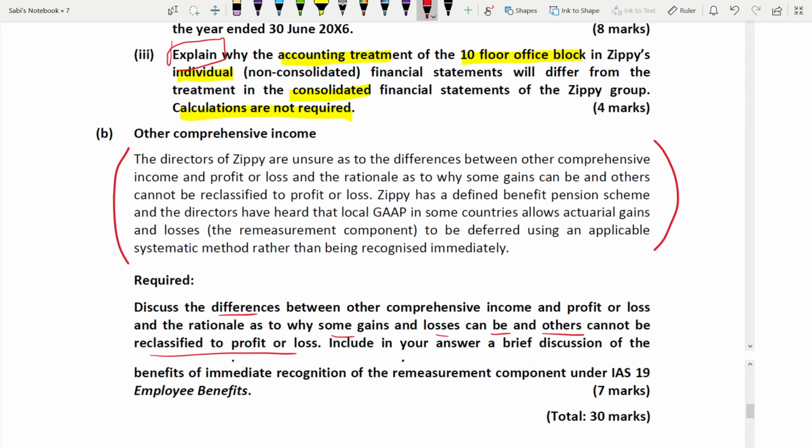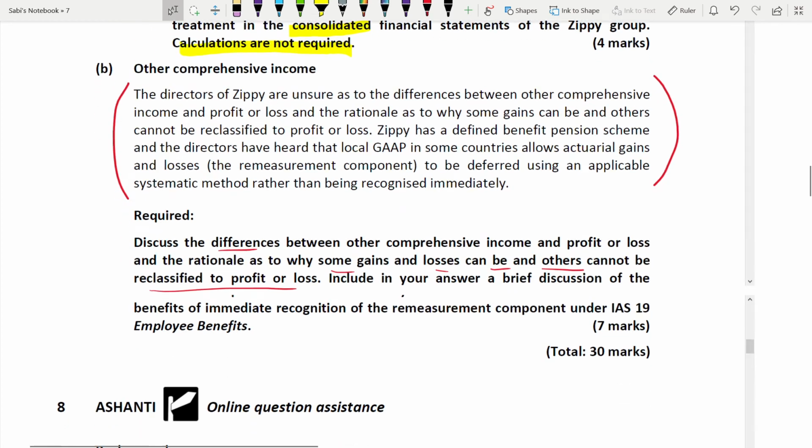And why it is classified or not reclassified is also explained. Okay, it is not explained, but we'll see here. It is not given in detail there. Okay, but in the answer we'll see.